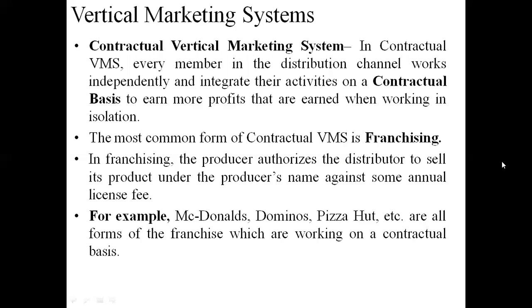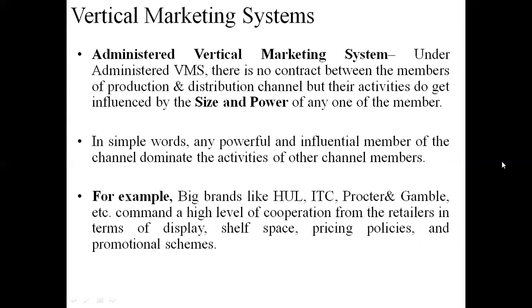In franchising, the producer authorizes the distributors to sell its product under the producer's brand against some annual licensing fees, like McD, Domino's, Pizza Hut, etc. You all know these are all franchisees working on a contractual basis with the main company or the mother company. So this is the second type of vertical marketing system, contractual.